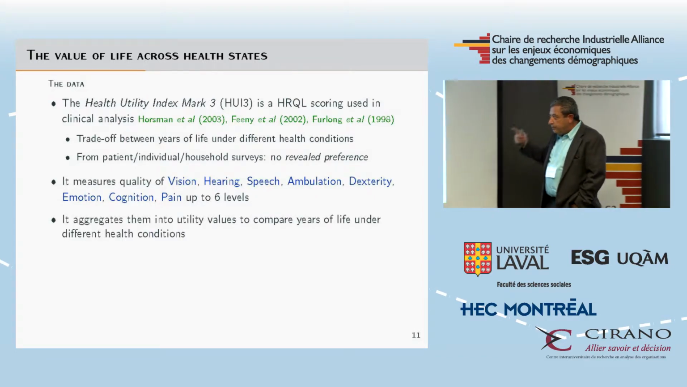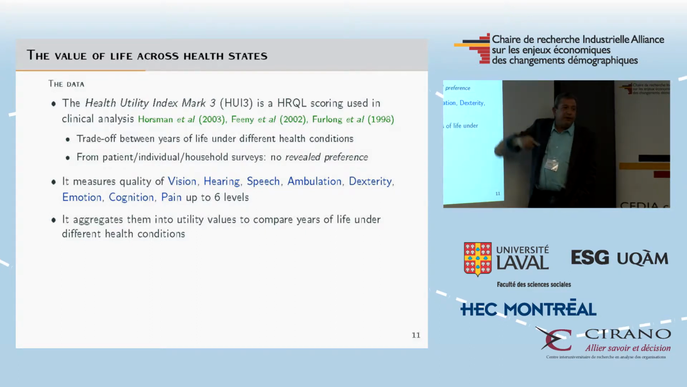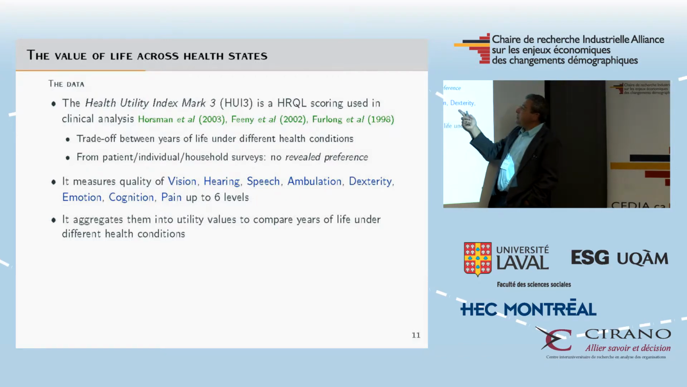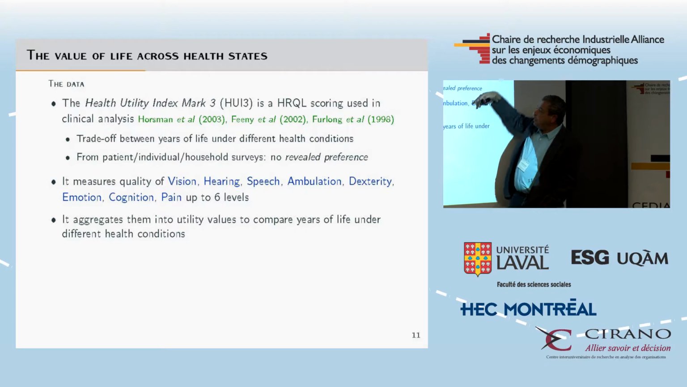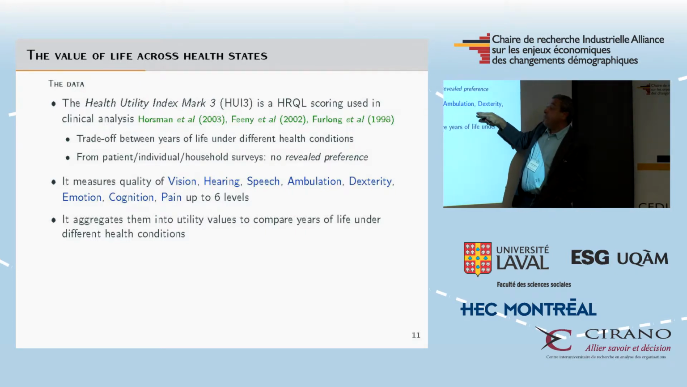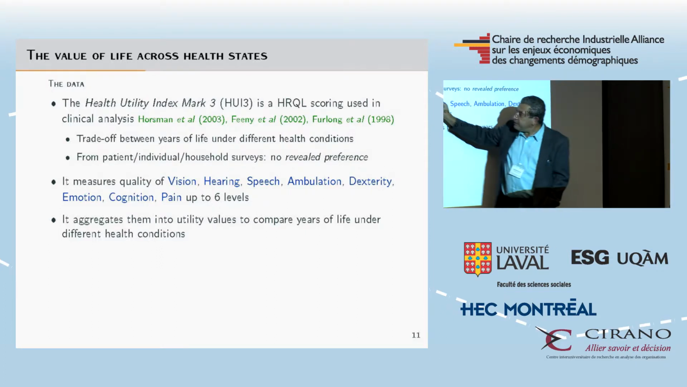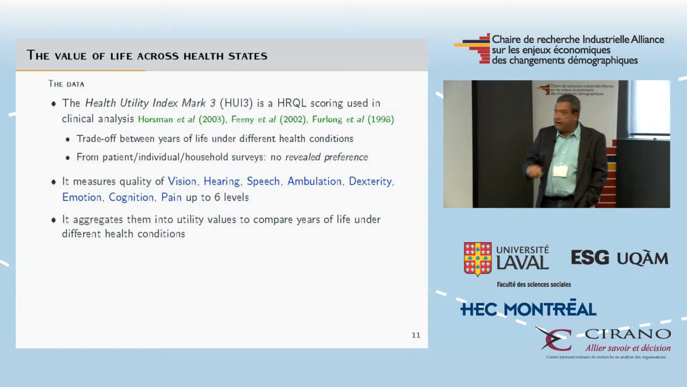So as I said, to impute, I don't want to get into details, but these guys asked people about a variety of conditions, how important it was to be healthy relative to those: vision, hearing, speech, ambulation, dexterity, emotion, cognition, pain, etc. What we did is we used the values associated to each of these, and we imputed an average to each health level. We imputed a certain score on this. And that allows us to say how much the health is valuable.